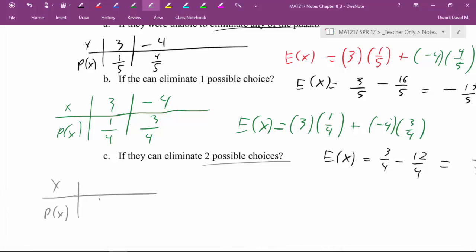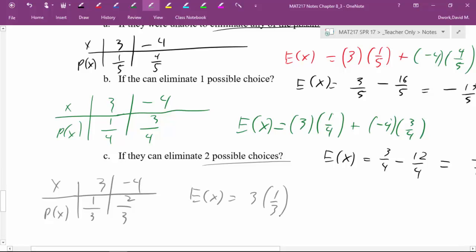Okay, here we go. So 3, -4. And let's see, now if I'm eliminating 2 out of the 5, there's only 3 left. So therefore 1 out of 3 is right, 2 out of 3 is wrong. So therefore my expected value would be 3 times 1/3 plus a -4 times 2/3.